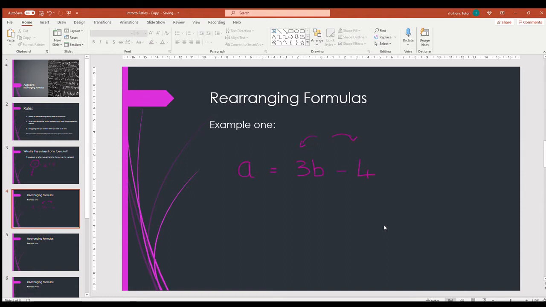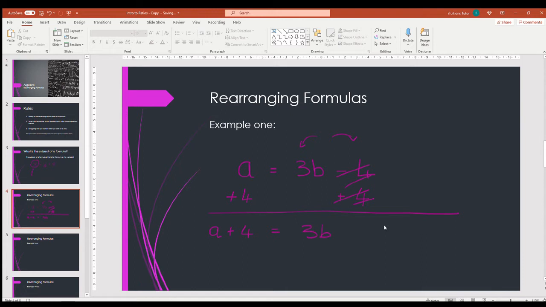We start by getting rid of the constants, as in the numbers that are on their own without a letter in front of them. And in this case, it's the 4. So the opposite of subtract is add. So to get rid of the 4, I will add 4. But I must do the same on this side of the equal sign. I'm going to rewrite this just to make it clear. So a plus 4 equals, we cancel this out, we have 3b on this side.